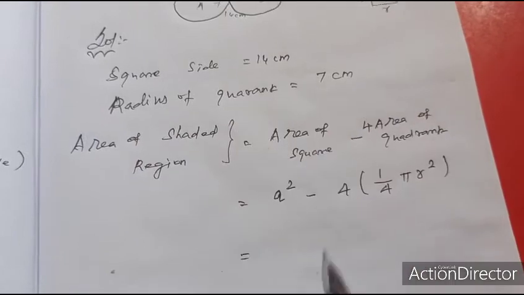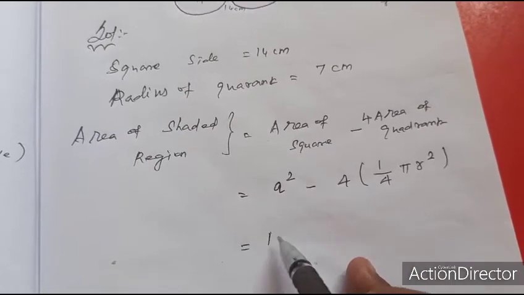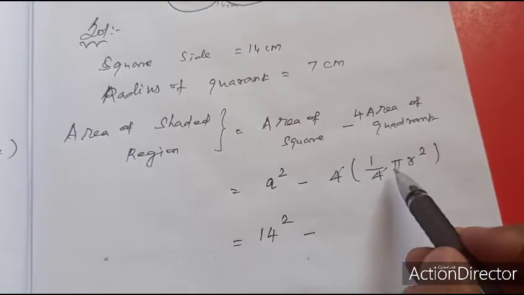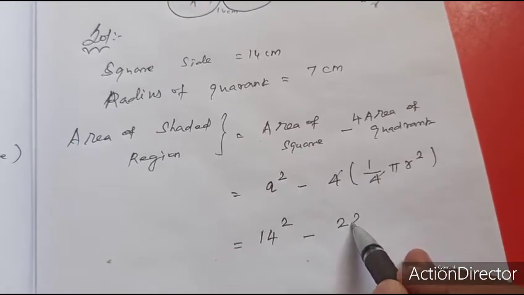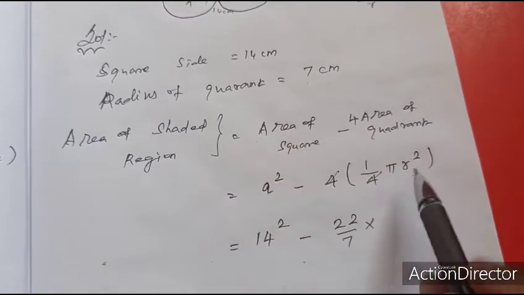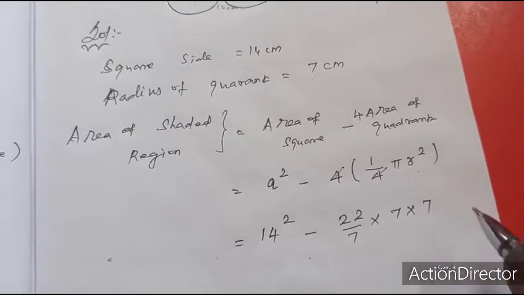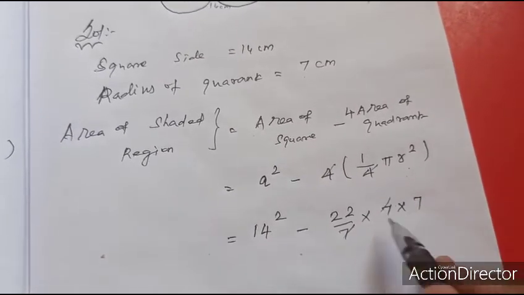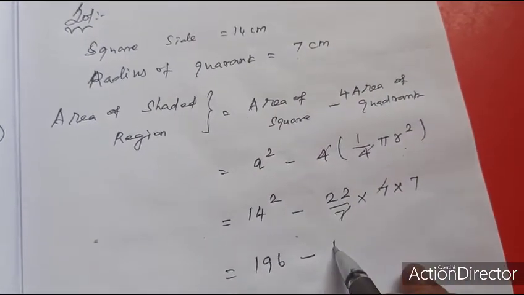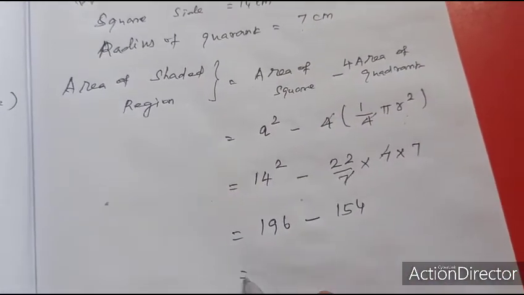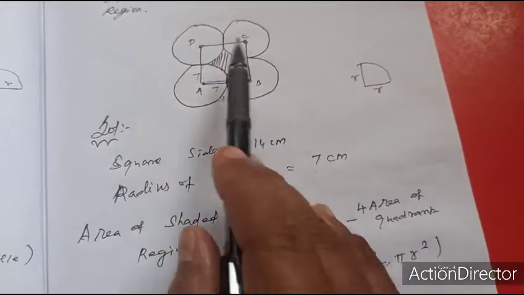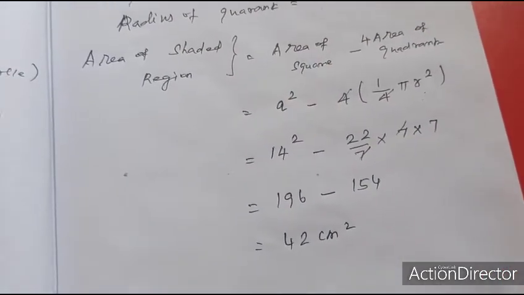The square side is 14 centimeter. Applying the values: 14 square minus 4 cancels. The value of pi is 22 by 7. Radius of the quadrant is 7 centimeter, therefore 7 into 7. 7 cancels. 14 into 14 is 196 minus 22 into 7 is 154. Therefore 42 centimeter square. Area of the shaded region is 42 centimeter square.